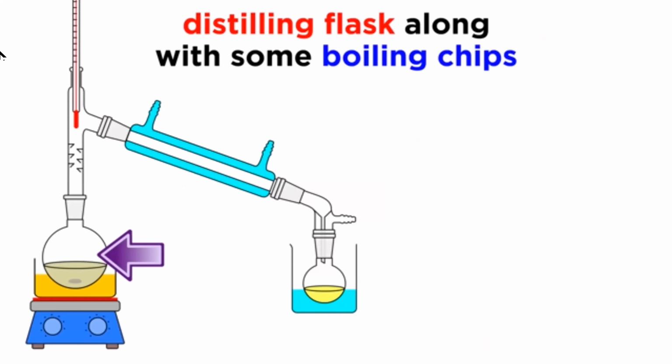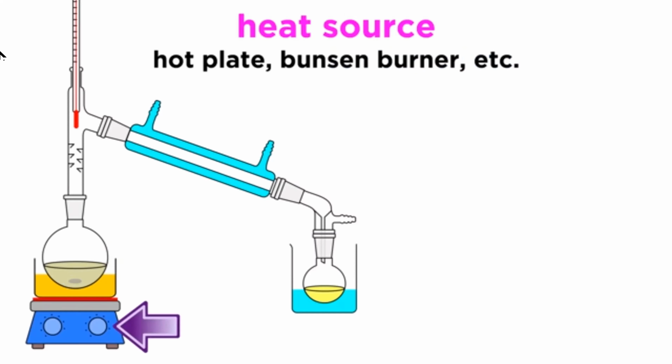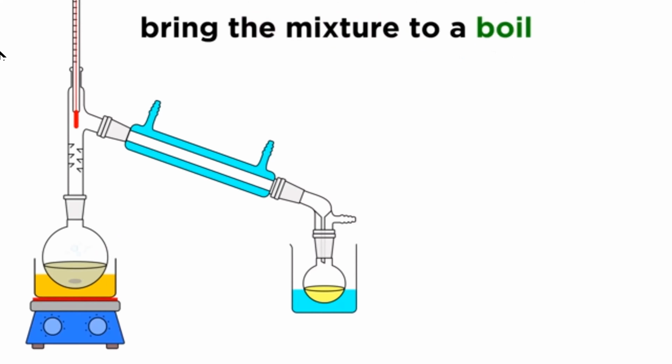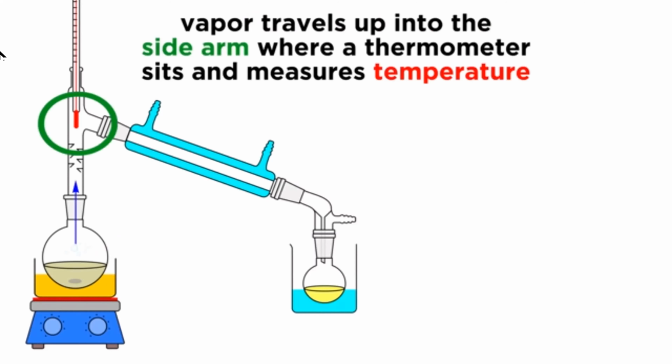Here we can see a distilling flask, usually a round bottom flask. And our mixture will go in here, along with a couple of boiling chips. This will sit above the heat source, be it a hot plate, Bunsen burner, or whatever we are using. We bring the mixture to a gentle boil and vapor is produced. This vapor will rise into the side arm and a thermometer will sit here, measuring the temperature of vapor right as it approaches this horizontal section.